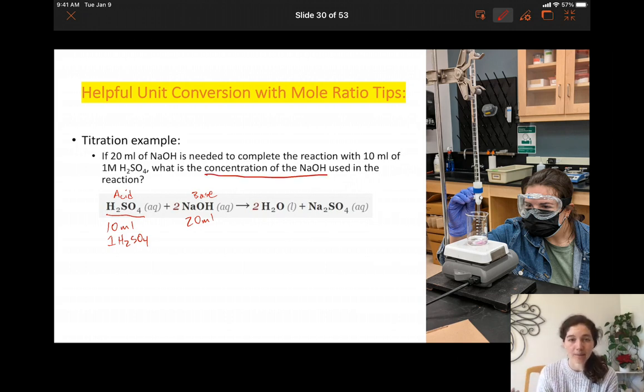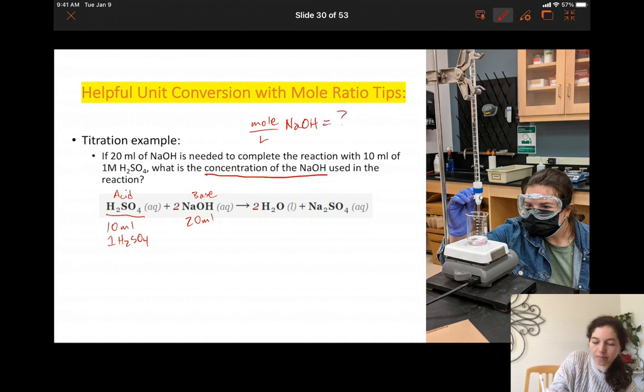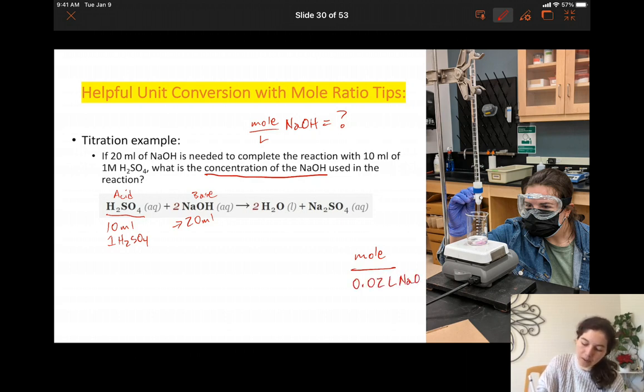So we're solving for the same thing. We're still trying to find moles per liter of NaOH. So let's walk through the same steps. If we have moles per liter, we need to find moles. We have our liters. Our liters is right here. So we have 0.02 liters of NaOH. And we want moles of NaOH on the top. So in reality, that's the number we're solving for because we already have this one.